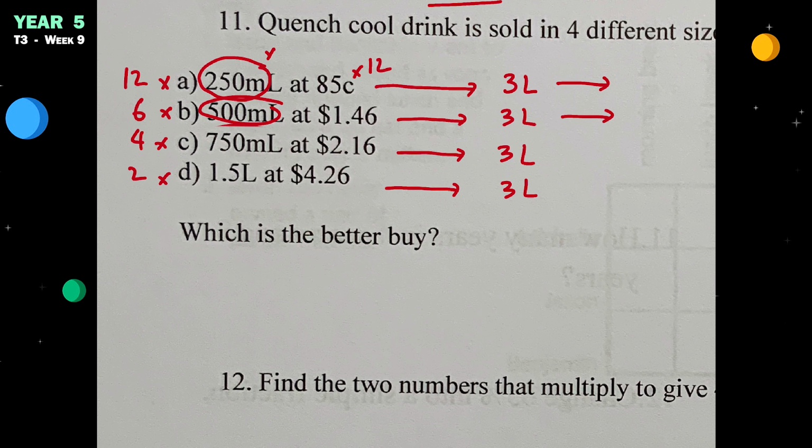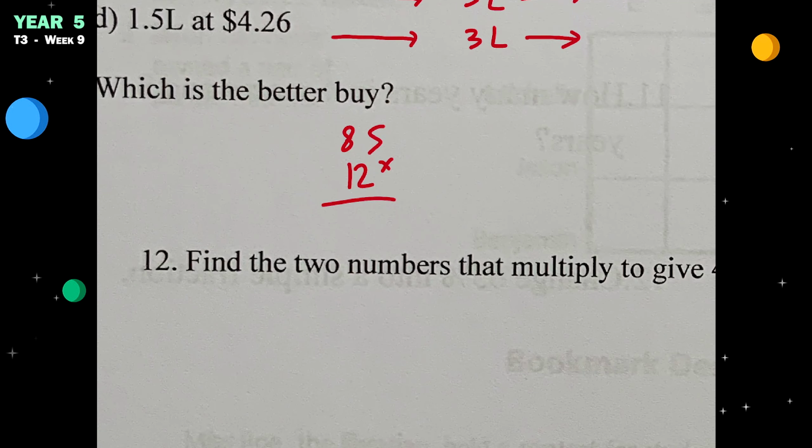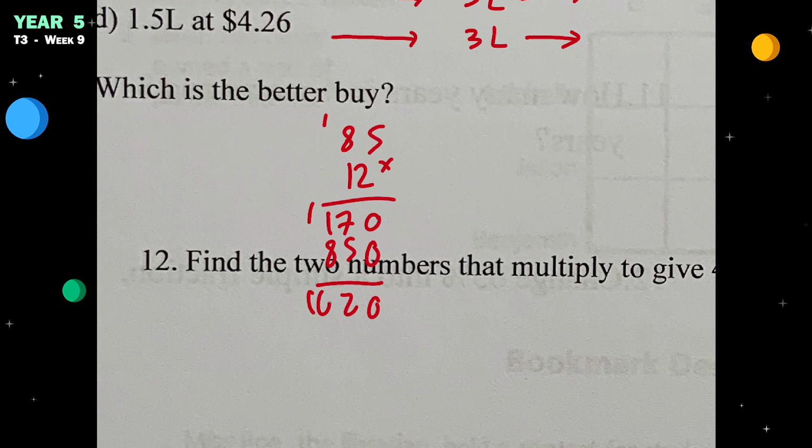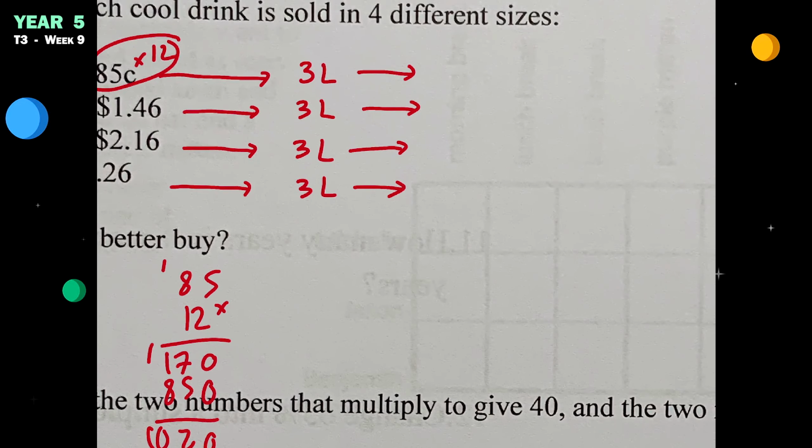Now, what will their corresponding price be? So if I times it by 12, 12 times 85 cents. Okay, 2 times 5 is 10. 2 times 8 is 16, plus 1 is 17. Add them up, you get 1020 cents. If you want to turn to dollars, divide by 100, you get $10.20.